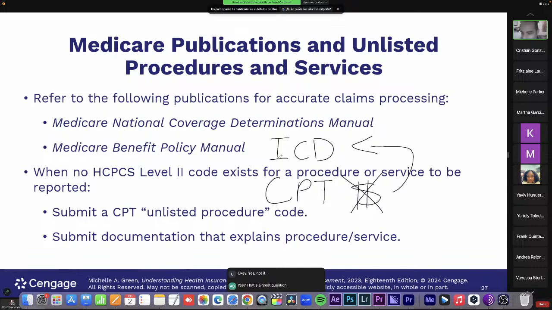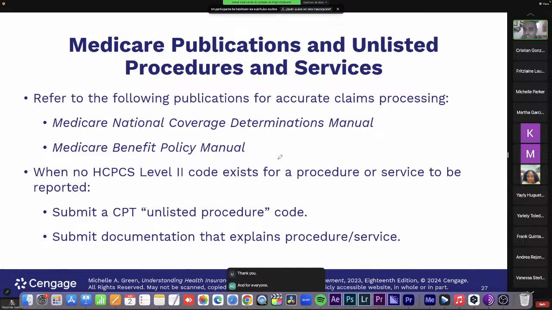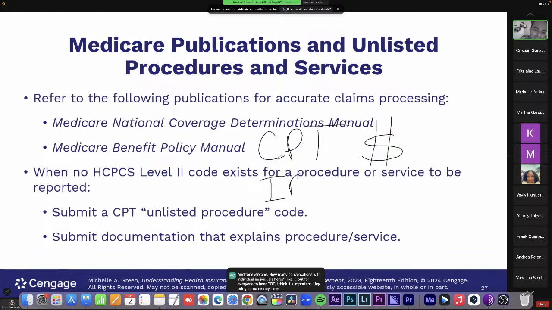Thank you. Again, I like having conversations with individuals here, but I want everyone to hear this. I'm going to write it again because I think it's important. CPT brings some money. ICD says yes, you should pay that money. So the correct ICD matched with the correct CPT, money. A correct CPT with an incorrect ICD, no money.